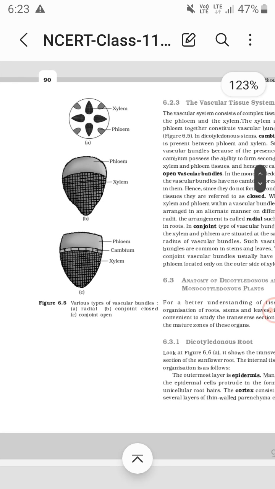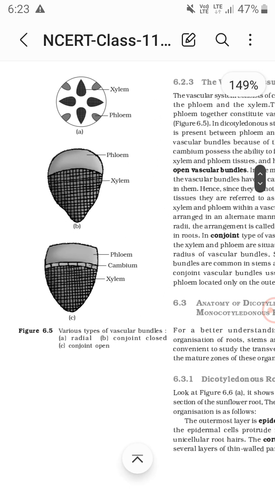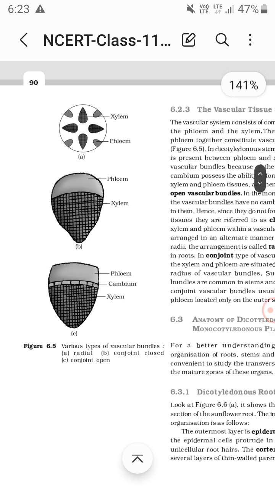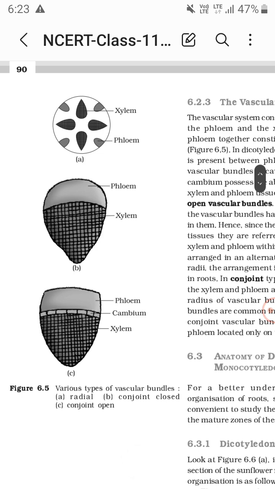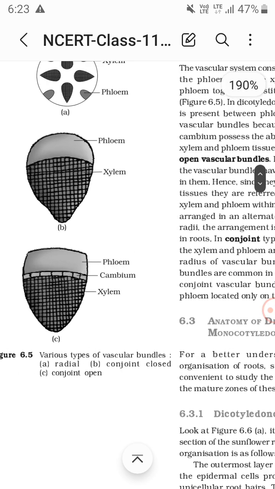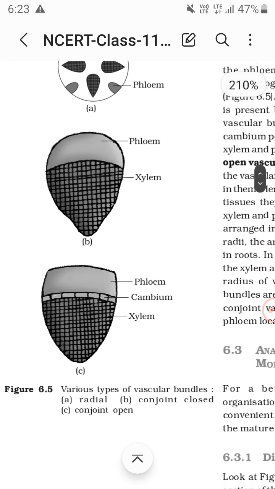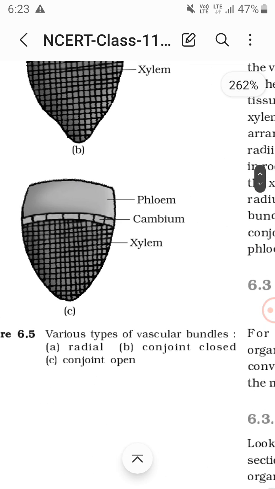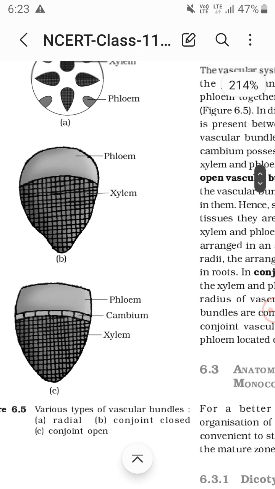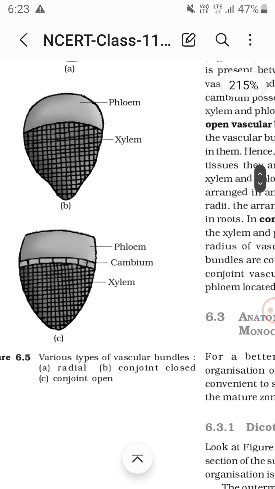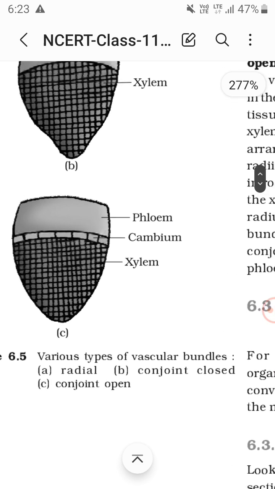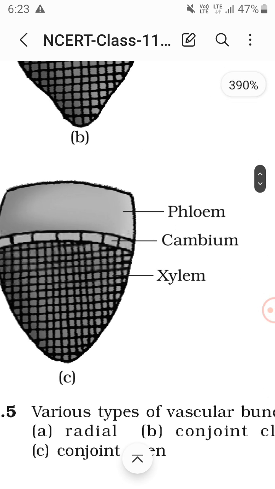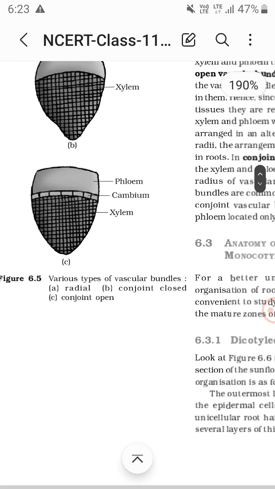See the diagram: the various types of vascular bundles, radial vascular bundles, conjoint closed vascular bundles, and conjoint open vascular bundles. In the first diagram you see that xylem and phloem are at different radii. So these are radial vascular bundles. In conjoint vascular bundles, xylem and phloem are attached together, with xylem inside and phloem outside. In the conjoint open type, because of the presence of cambium, it lies between xylem and phloem, which is on the outer side.